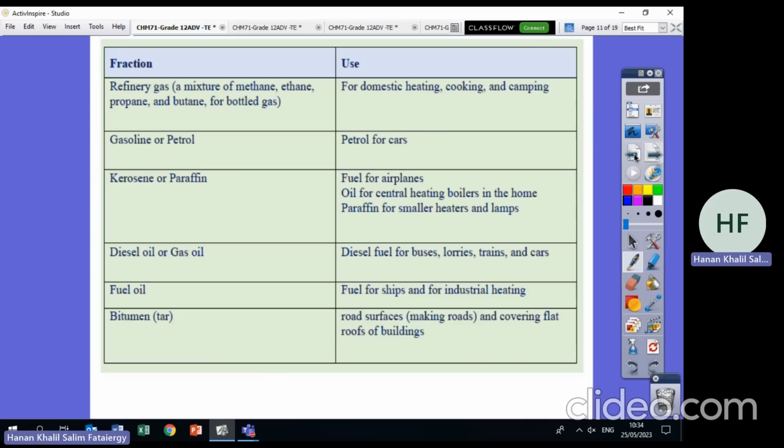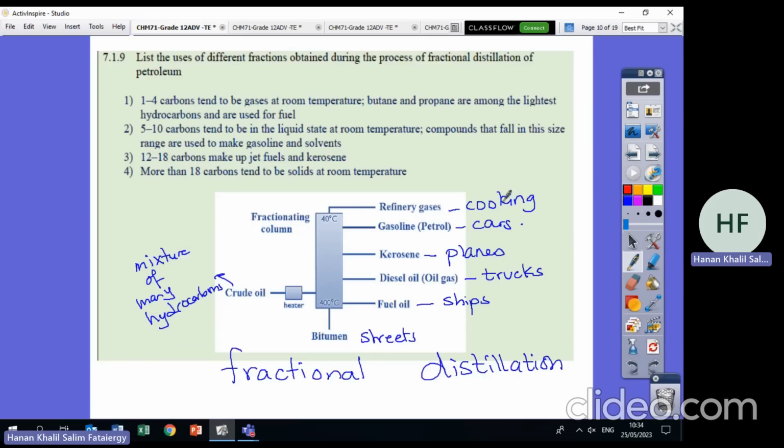Okay, which one of these compounds contains the least number of carbons? This one. This one is carbon 1, 2, 4. Okay, small chains. 5 to 10 are used for gasoline, and 10 to 12 to 18 is used for kerosene, and more than 18 are used for other things. So the small carbon chains are used for cooking, then the next one is used for cars, and the next will be used for planes.